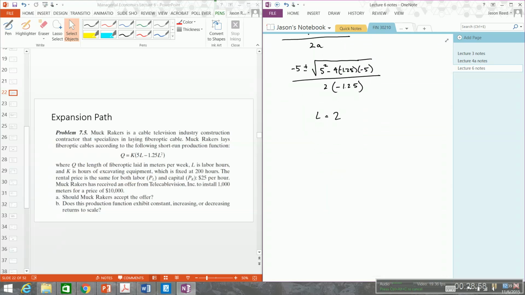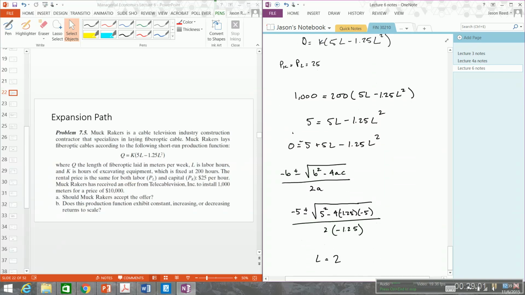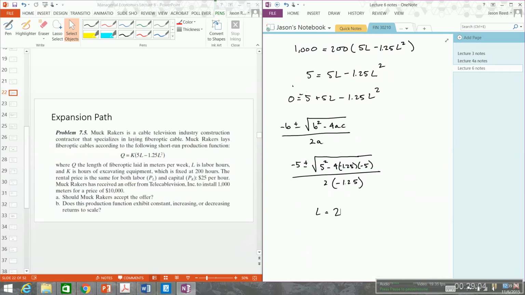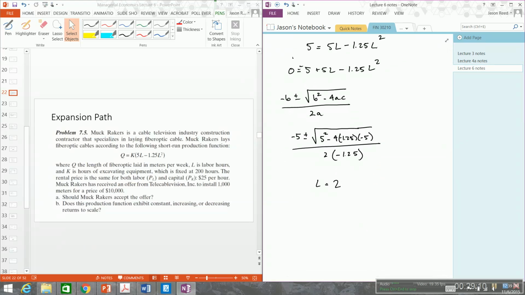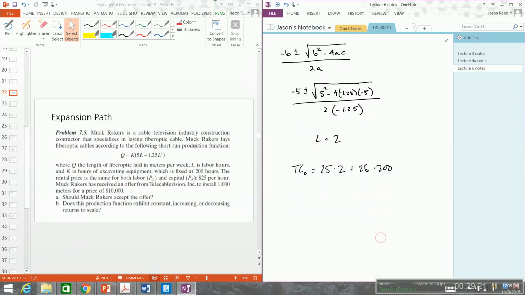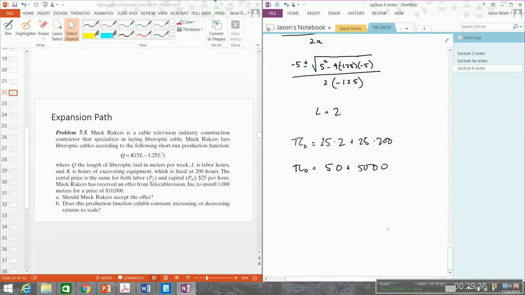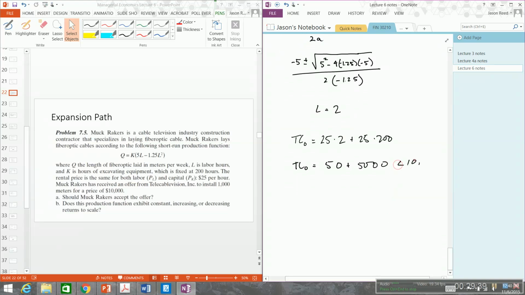So now we have L is equal to 2 here. And so we could essentially look at our budget to see how much it'll cost us to make this fiber optic cable. So we know the total cost is going to be 25 times 2 plus 25 times 200. And what we know is that this value should be less than 10,000.